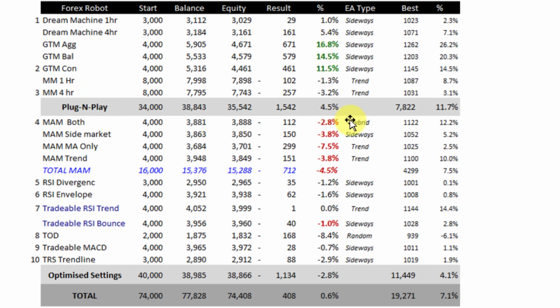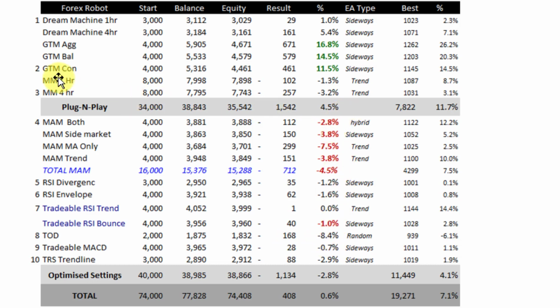And you can see also that the Grid Trend Multiplier is by far the most successful EA under the plug and play versions, and also under the other versions which are trading the optimized settings provided by EA Factory. Then further, you can see that the moving average multiplier is battling. There's a lot of negatives there, and the time of day EA is not doing well. That's minus 8% at the moment.